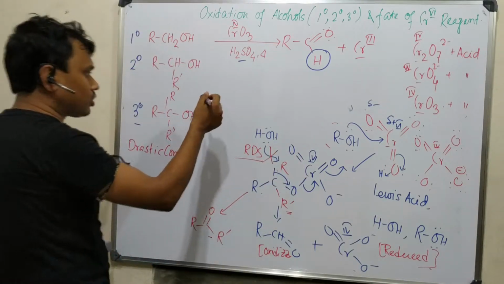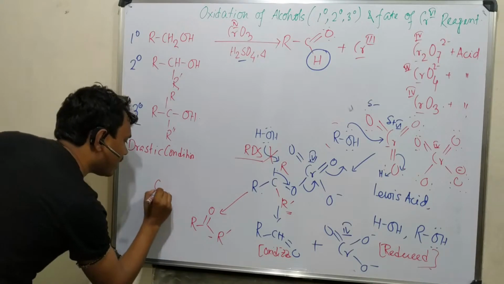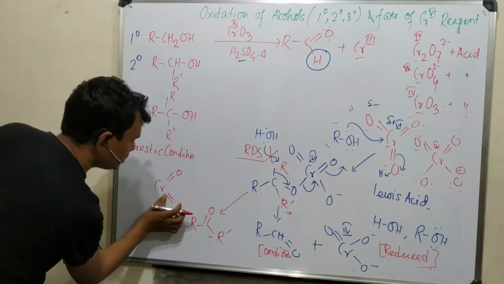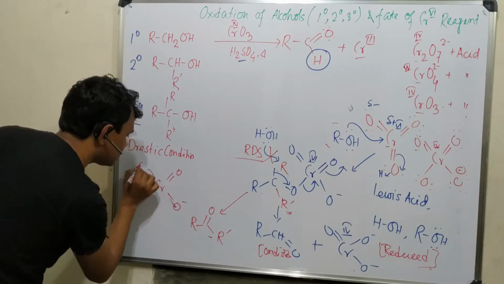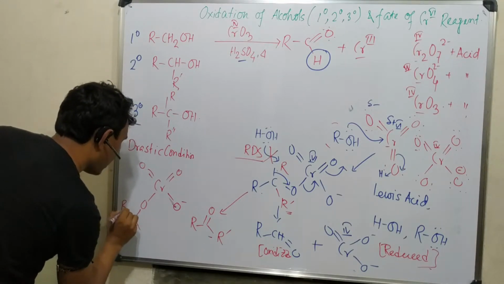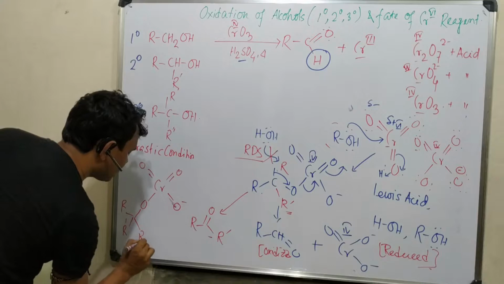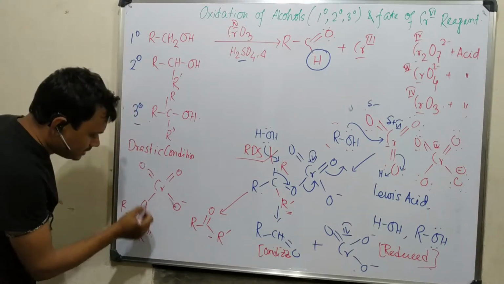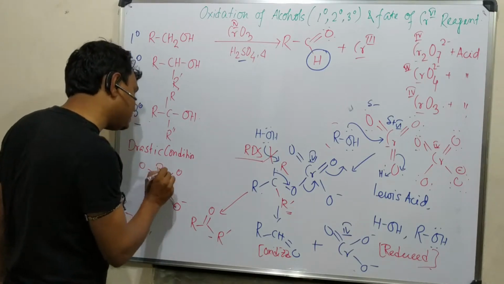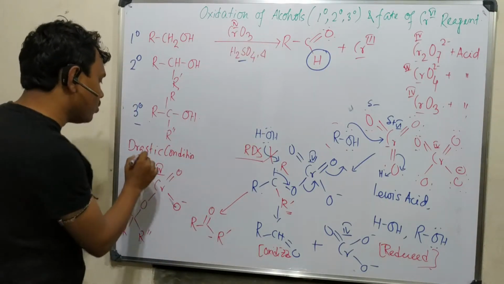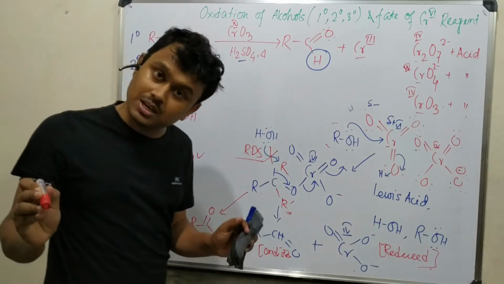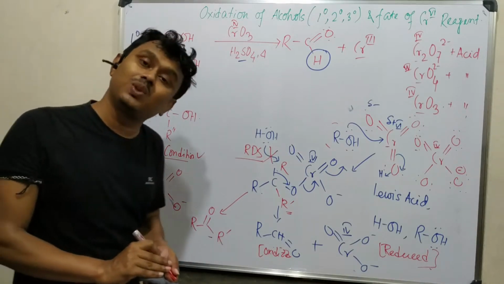How I will explain? Let's draw that tertiary alcohol part. This is chromium, this is oxygen, this is O minus, this is a double bond, this is O. For example, let's take this R prime, R double prime, like this one. So there is no hydrogen. So how could it be oxidized? As I told, under normal condition it doesn't go oxidation, but in more drastic condition it happens. How does this happen? I do not have any support for this, but I have my personal logical explanation.